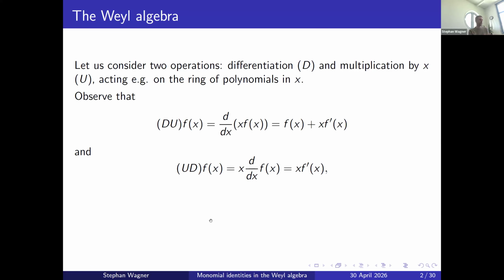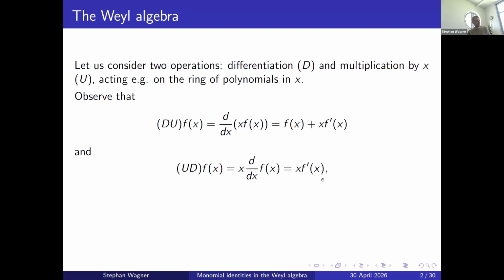If I apply du to a polynomial f, let's say, then I multiply by x first, so u gets applied first, I get x f(x), and then I differentiate, which by the product rule gives me f(x) plus x f'(x). If, on the other hand, I start with d, differentiation, then multiply by x, then I'm just getting x f' without this additional f. So the two operations do not commute. It makes a difference whether I differentiate first or multiply by x first.